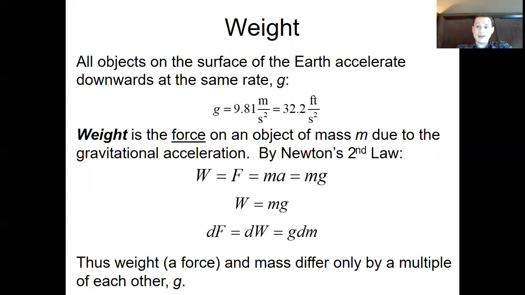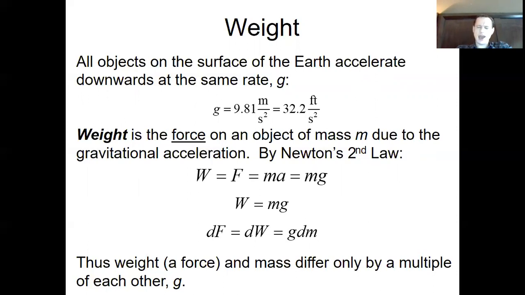Okay. Weight, capital W, not work. So it depends on what context. There's two different W's floating around this section, which is confusing. So you have to know what stands for what. But weight is the force an object of mass m has on it due to gravity pulling down on it and making it accelerate down at that rate. Well, weight's a force by definition. So what's a force? It's a mass times acceleration according to Newton's second law.